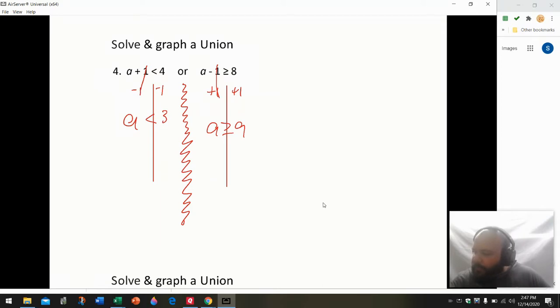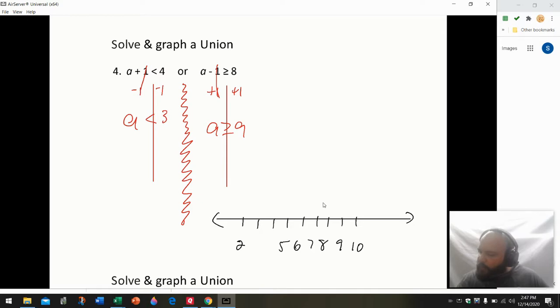All we have to do now is draw our number line and graph both of those that you see. So I'm going to go from, I don't know, let's start with 2, 3, 4, 5, 6, 7, 8, 9, 10. So 10, 9, 8, 7, 6, 5, 4, and 3. So there's my number line. And we just need to graph both of these.